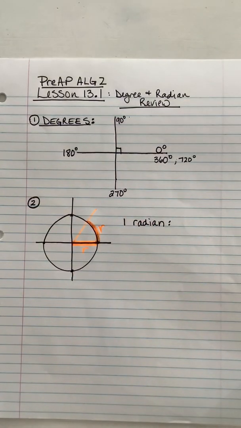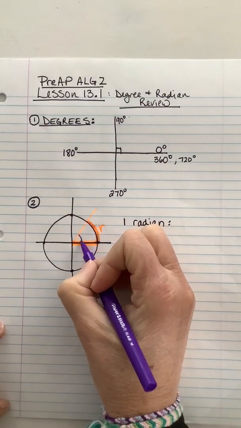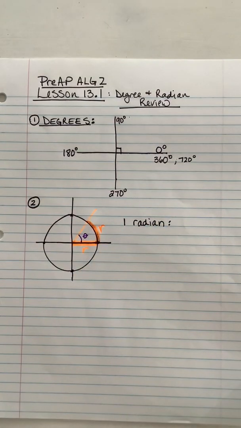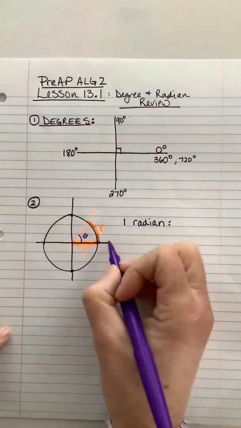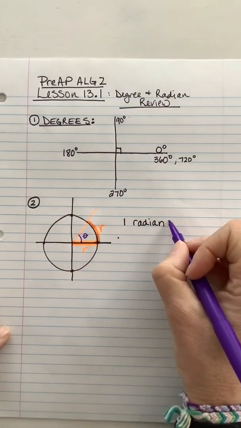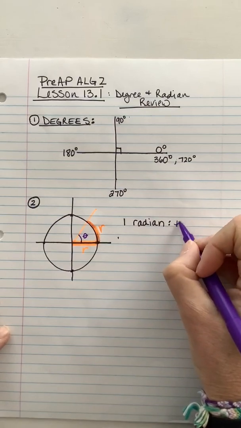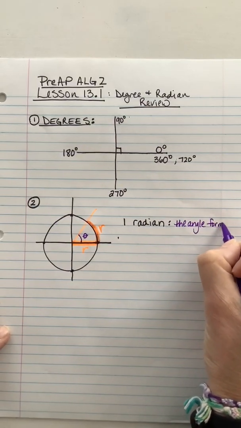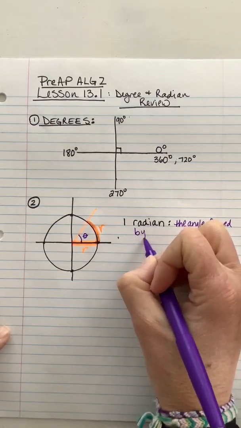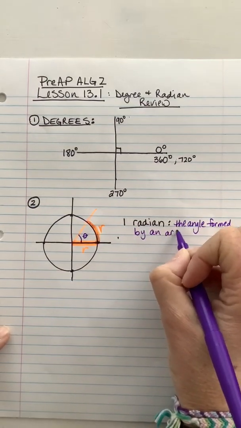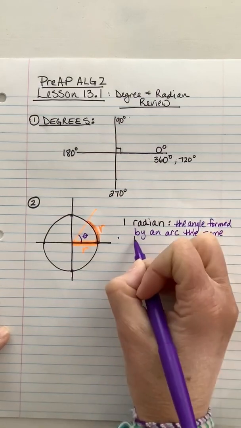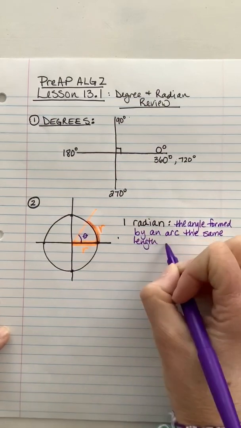This angle formed here, this theta, there's that Greek letter again, is going to be the equivalent of 1 radian. So 1 radian is the angle formed by an arc the same length as the radius.